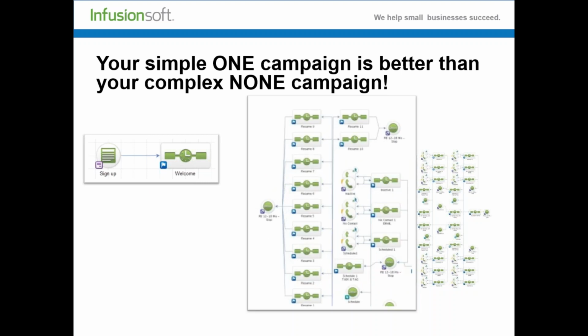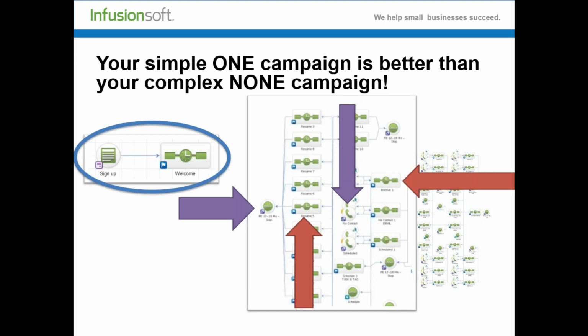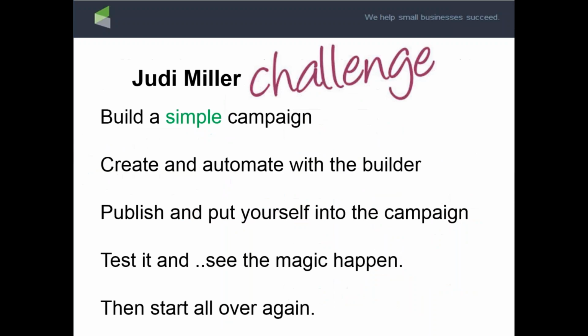Because all that's on the right is a goal that pushes to a campaign, that pushes to a goal, that pushes to a campaign. Your simple campaign will make you more confident to start building out those more complex campaigns. So my challenge for you before I answer your questions is build out a simple campaign. You can get that holiday campaign done really easy. Create and automate with the builder, publish it and put yourself in it, test it and see the magic happen, and start all over again.